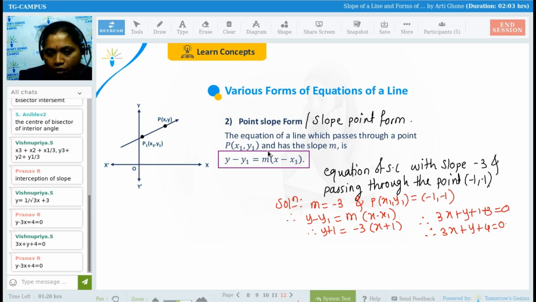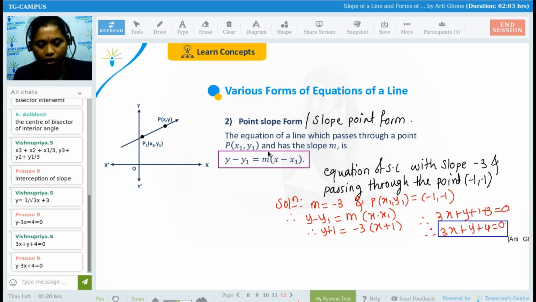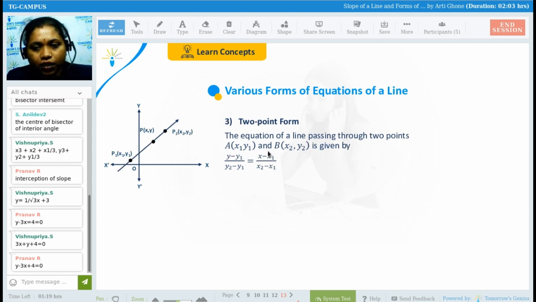Everybody, hope you are getting the same answer as mine. Okay. So how to use the second form is clear. Slope is provided, point is provided. So it is y minus y1 is equal to m into x minus x1. Okay, should I proceed? Third one, we have to cover 10 points. Okay. So third one, the equation of line passing through the 2 points.